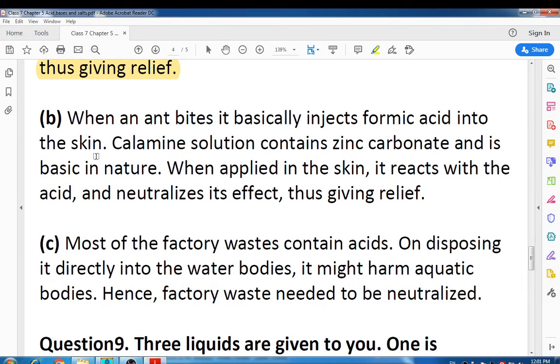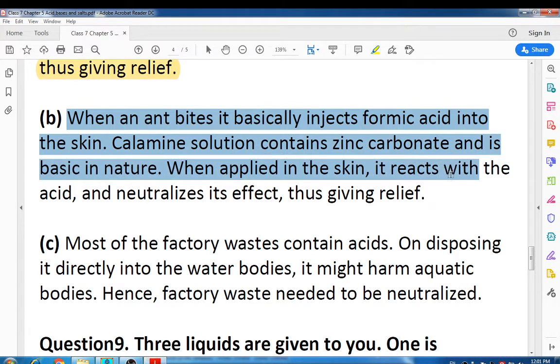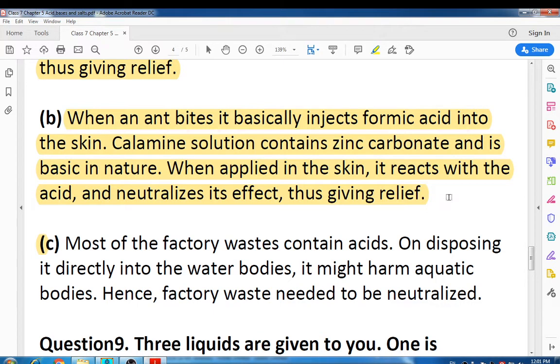Then B, that ant bite is there. When the ant bites, it injects formic acid. So to relieve or to neutralize the effect of that formic acid, we are using the calamine lotion. So according to that, write the answers in your own words. Don't copy the answers as it is from this. Write the answers in your own words.